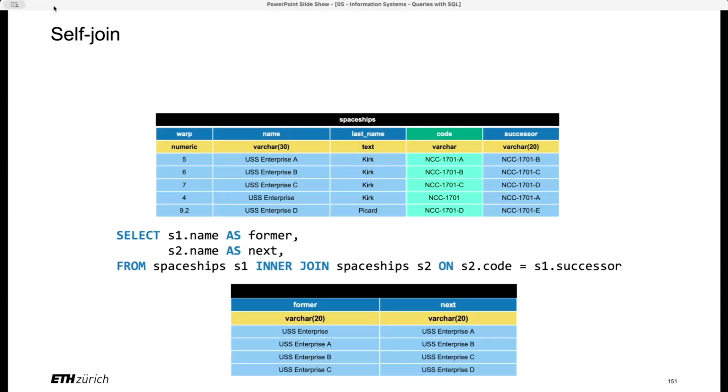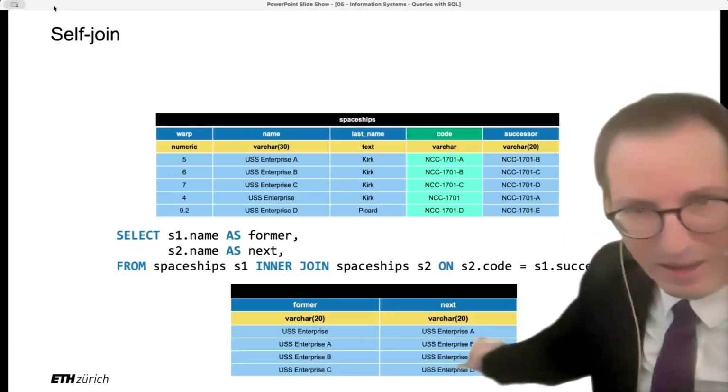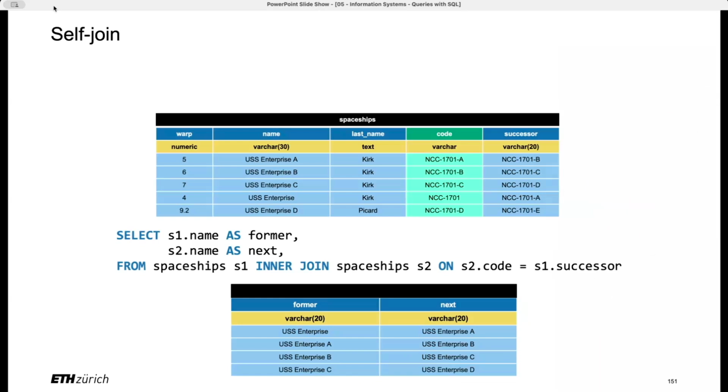And that's what you get, right? You basically see that it corresponds to the structure here, but enterprise A is followed by B, B by C, and C by D, right?